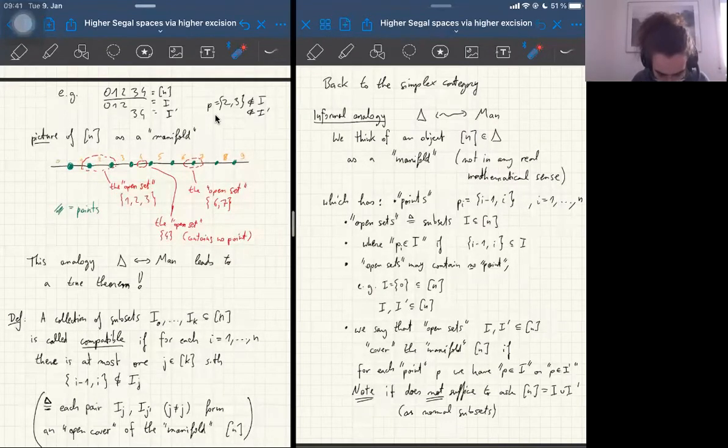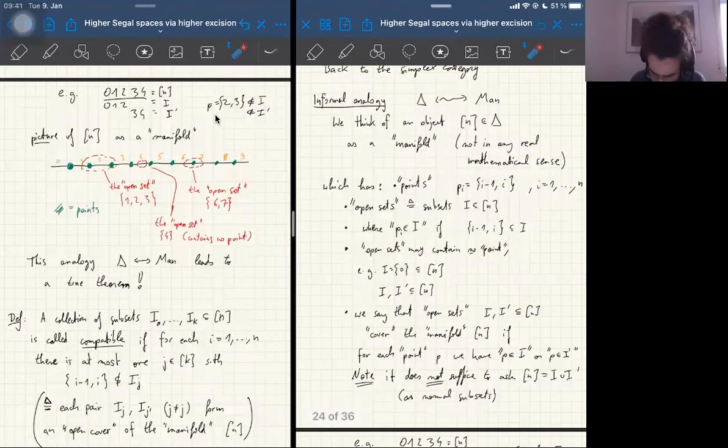And which points does it contain? Well, it contains those points which are completely contained in this open set. So for instance, this open set would contain the points 1, 2, and 2, 3. That's what this line here says: a point is contained in my open if and only if the corresponding subset is a subset of the open. But note that there might be open subsets which contain no points. So for instance, the open just 4 would look like this, and it would contain no actual points of my manifold.